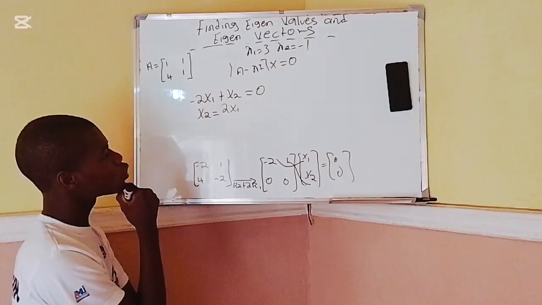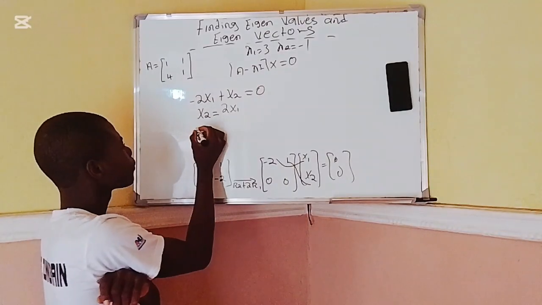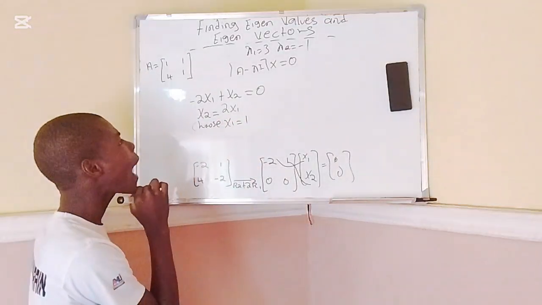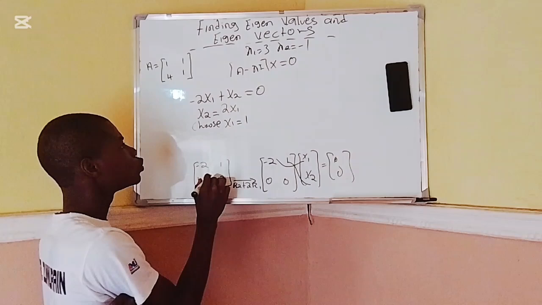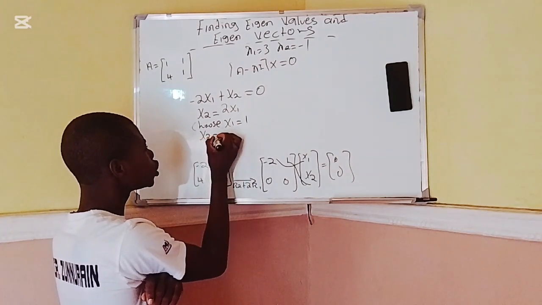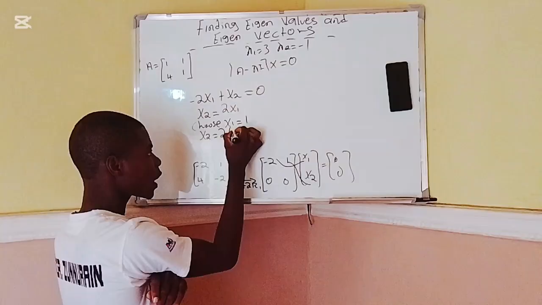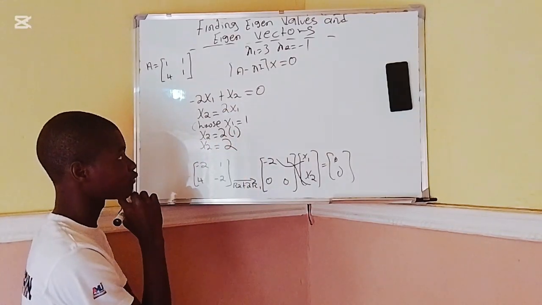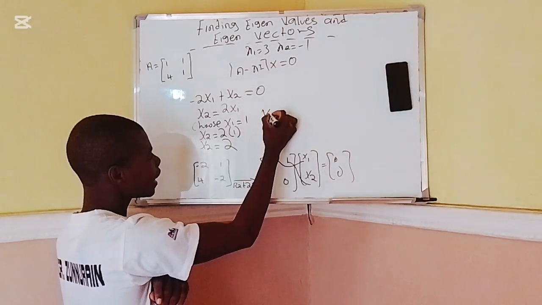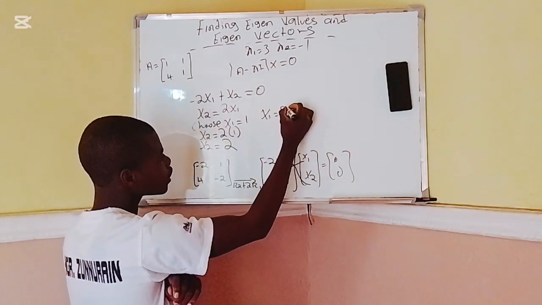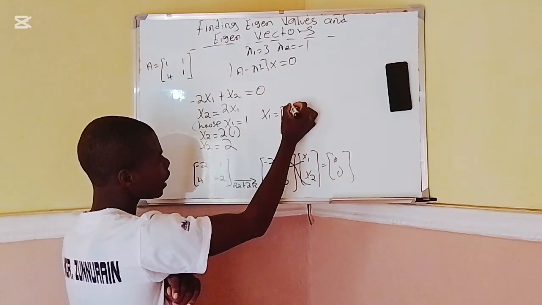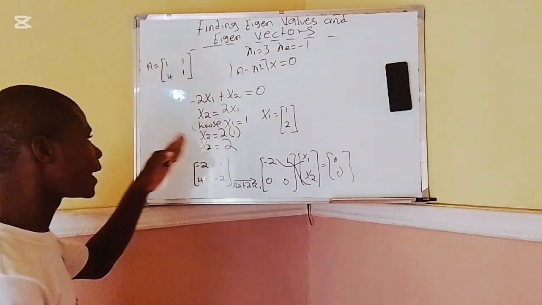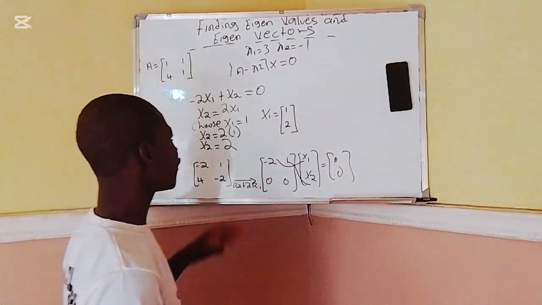So the next thing that I'm going to do, I have to choose. Let me choose x1 to be equal to 1. Why? Because I have to lead x2 to be 2. So if x1 is equal to 1, then x2 will be 2x1. Instead of x1, I put 1. So therefore x2 will be equal to what? Positive 2. So at the end, the value of x will be equal to x1, I have 1, and x2, I have what? The value of 2. It means the value of this lambda 1, I get this.